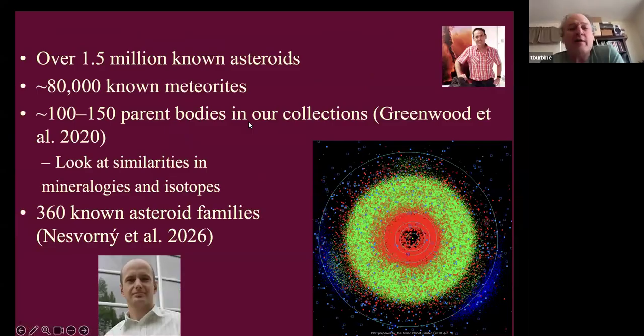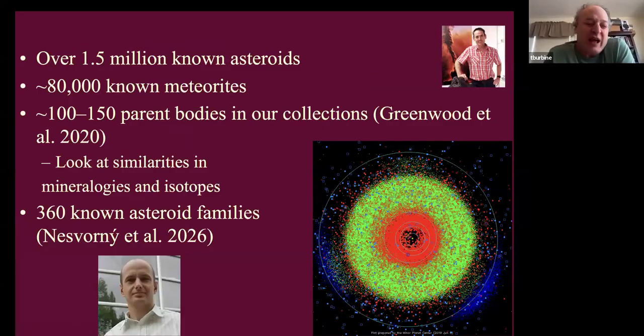And I want to get down to some basic information. There's about 1.5 million known asteroids. They range from Ceres, which is now a dwarf planet, about 1,000 kilometers in diameter, Pallas and Vesta, about 500 kilometers in diameter, and they go down to tens of meters if they're in the near-Earth population. So a huge range in size. There are about 80,000 known meteorites, and that includes meteorites that are paired with each other. So a huge difference in numbers.